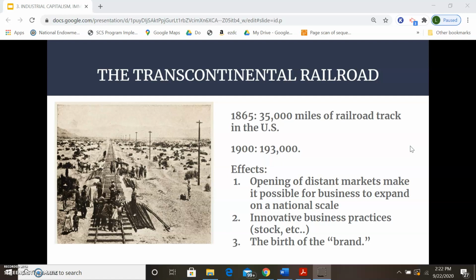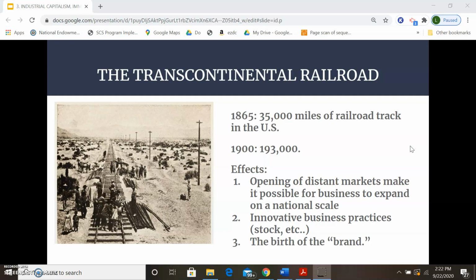This meant that as an individual, you could travel across the entire country in a 9-day train ride, which was never possible before, which means you are more connected to the rest of the country in ways than you never were before. But also, more importantly, it opens up distant markets.